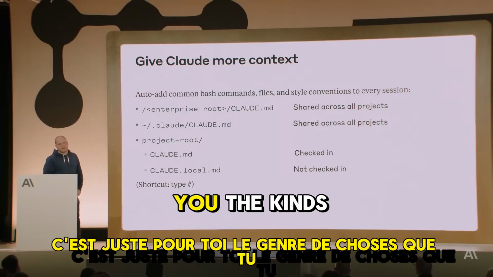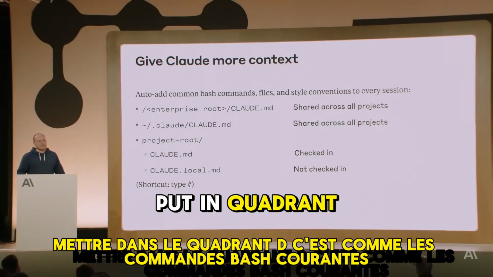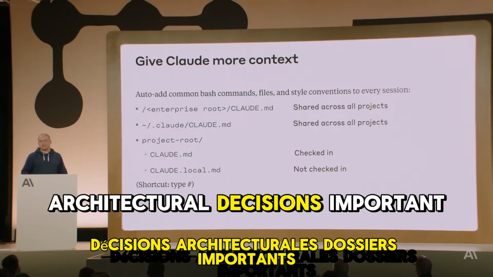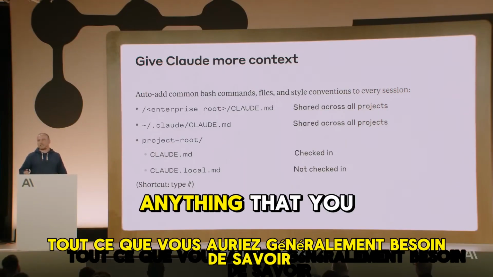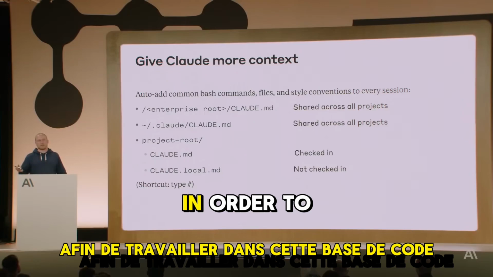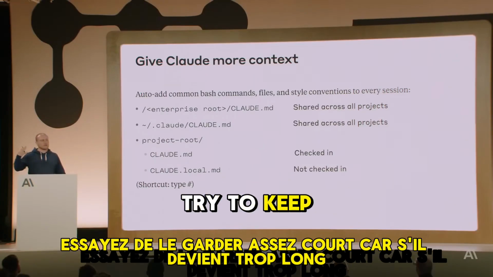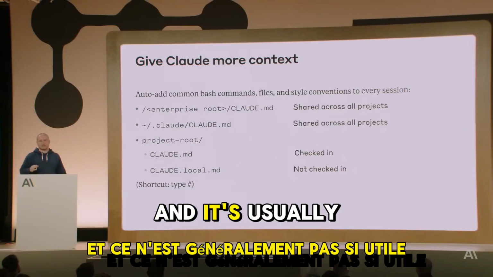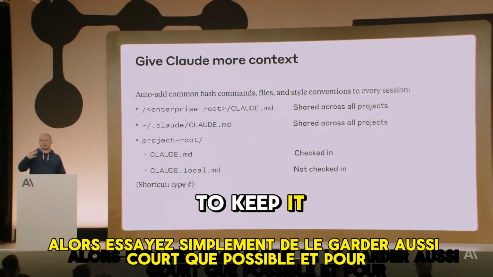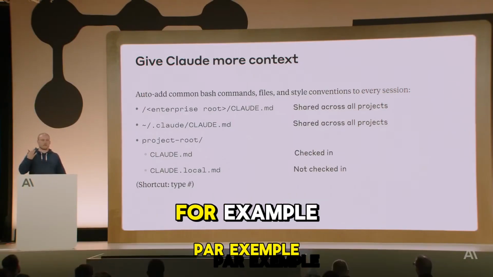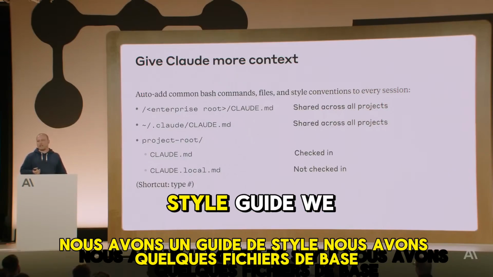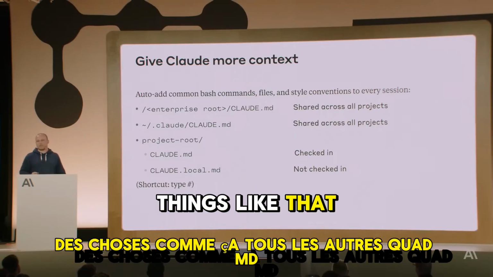The kinds of things you put in CLAUDE.md are common bash commands, common MCP tools, architectural decisions, important files, anything that you would typically need to know in order to work in this code base. Try to keep it pretty short, because if it gets too long, it's just going to use up a bunch of context, and it's usually not that useful. So just try to keep it as short as you can. For example, in our code base, we have common bash commands, we have a style guide, we have a few core files, things like that.